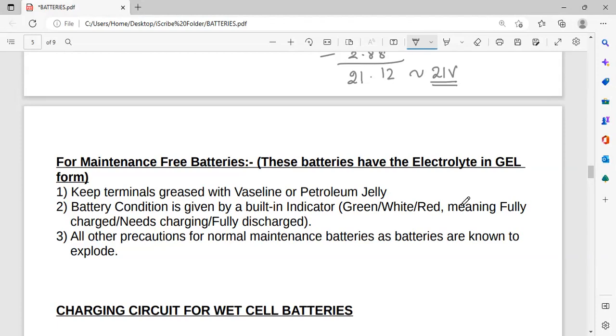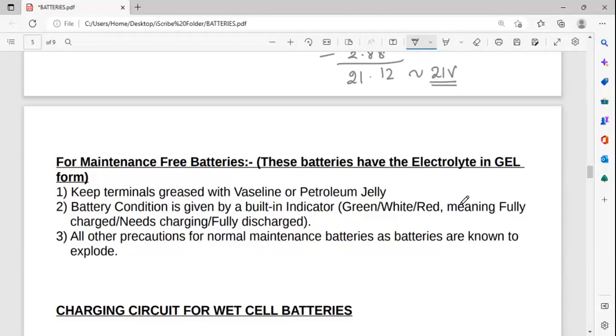Point number 3, all precautions for normal maintenance batteries have to be taken. Yes, you wear that apron. Yes, you wear those gloves. Yes, you wear those protection goggles or face mask, because they are known to explode. Remember, if the gas relief valve gets choked and you're charging those batteries, yes, it can explode in your face.